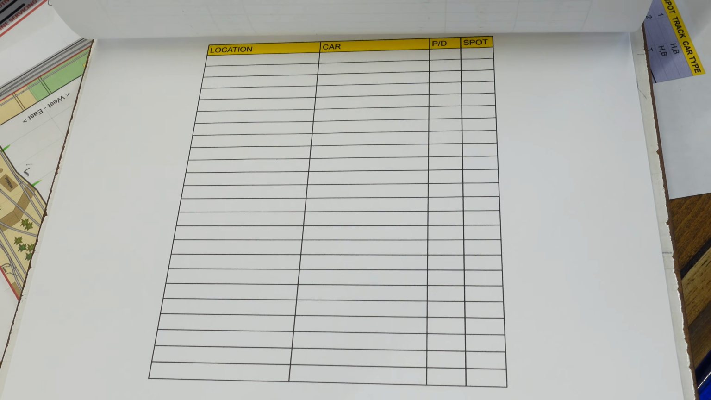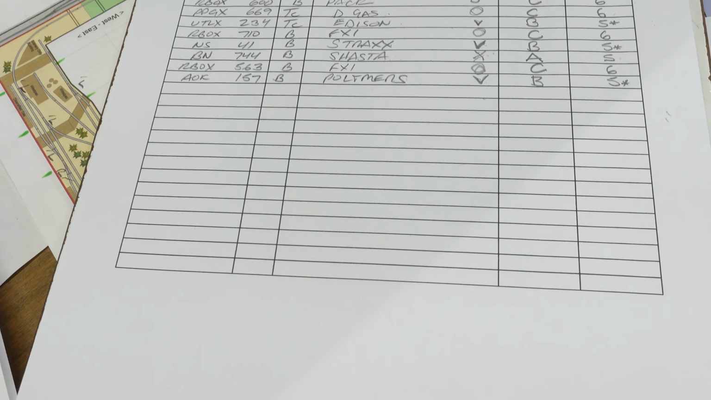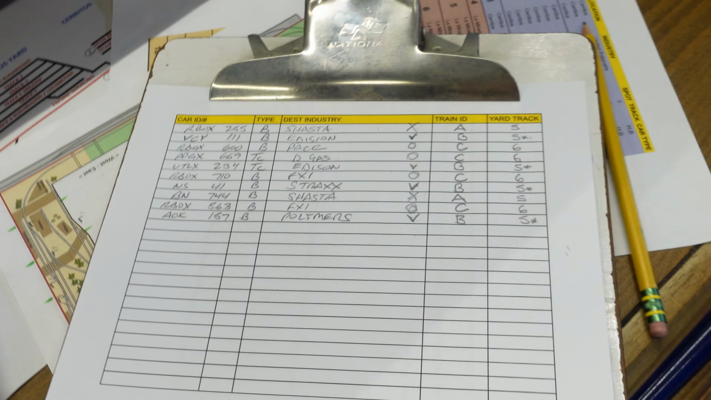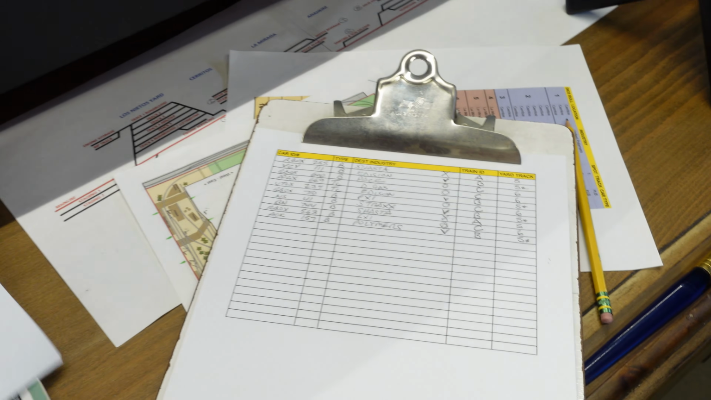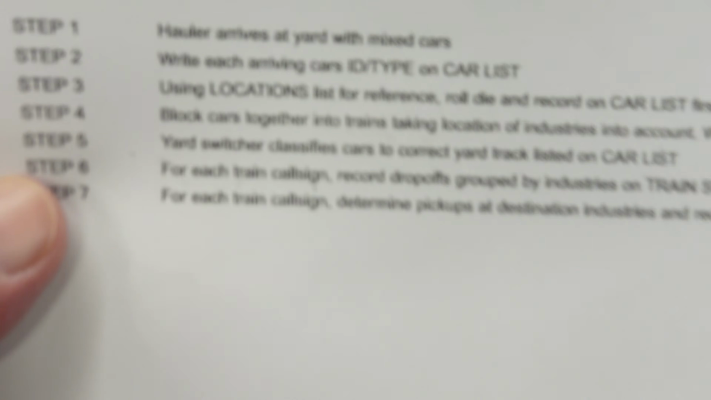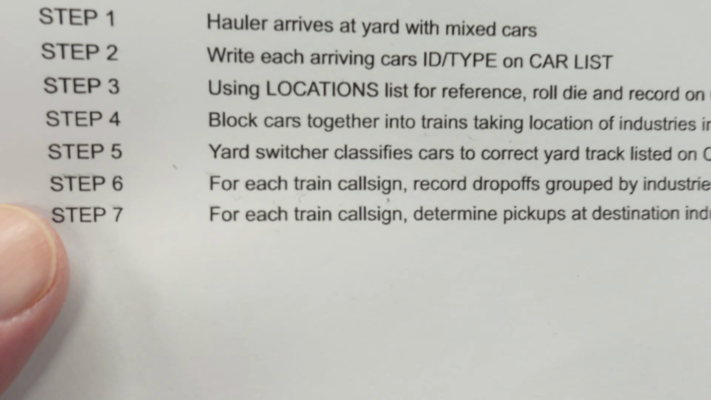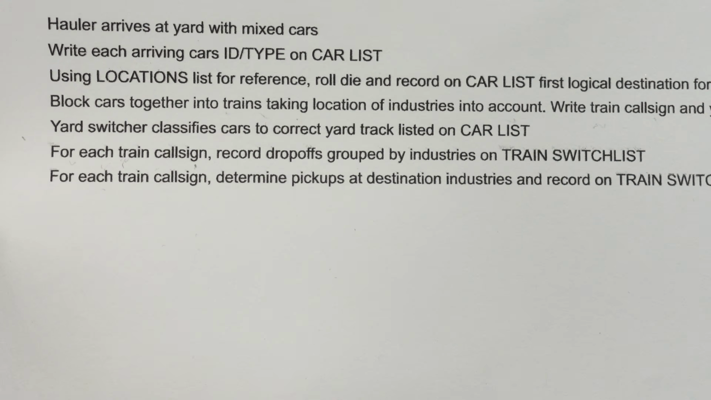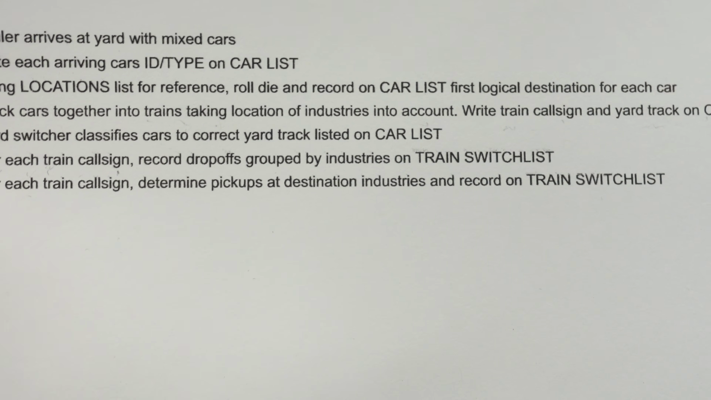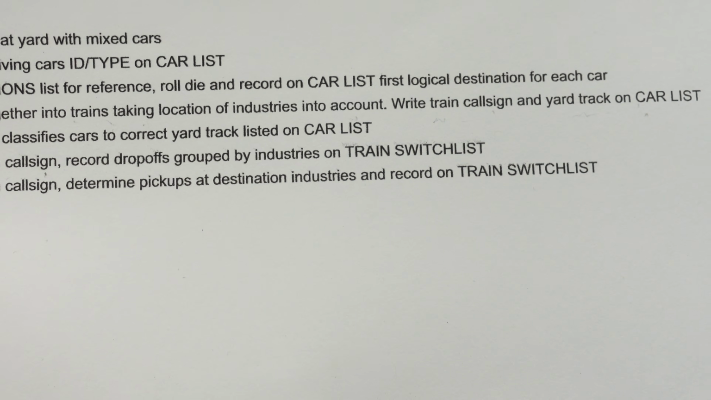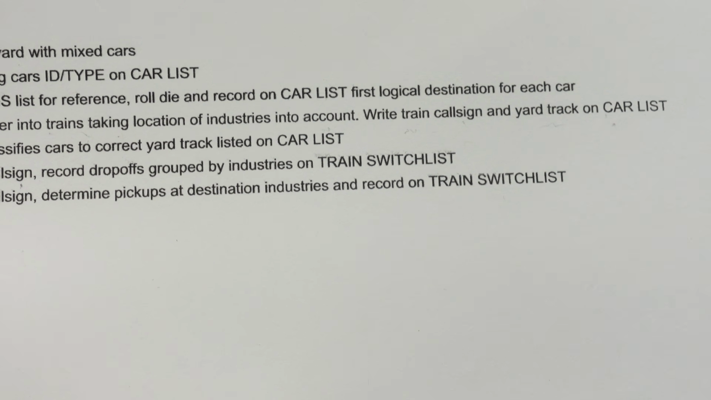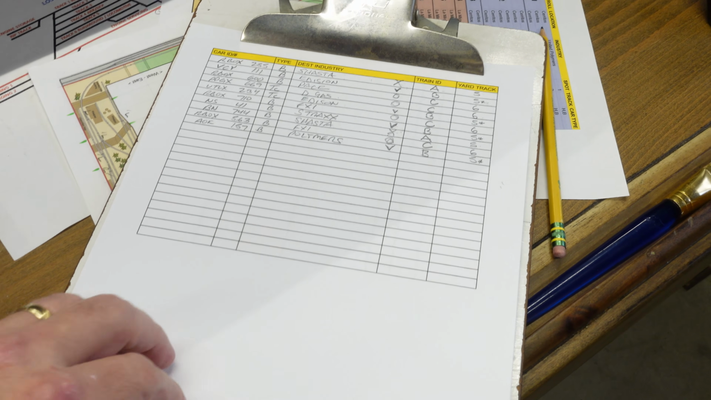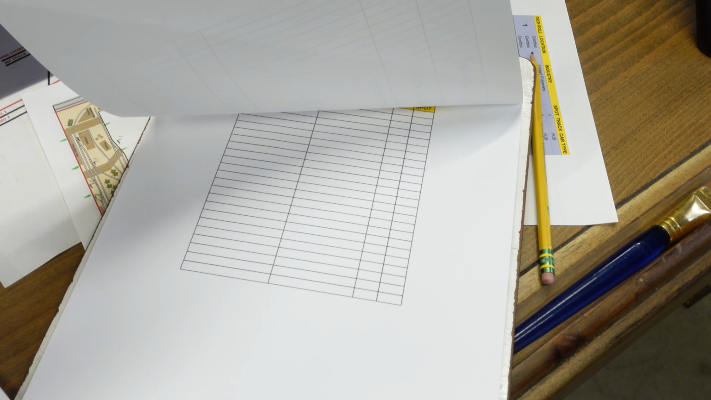And we'll write those down over here. And then what we're going to do, and I'm not going to do that right this second because that's pretty self-explanatory, but the final step right here, and once we focus in, is for each car call sign, A, B, and C in our list there, we're going to determine the pickups at the destinations that the cars are going to, and then we're also going to record those pickups on our switch list down here.